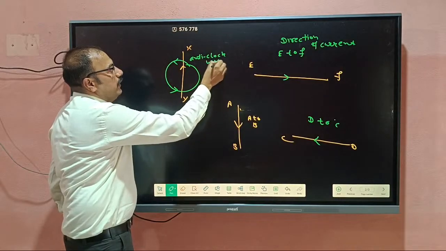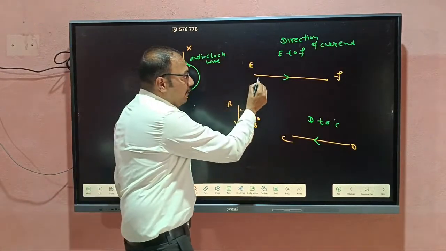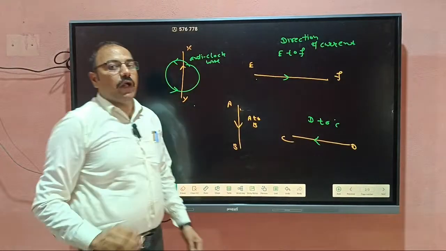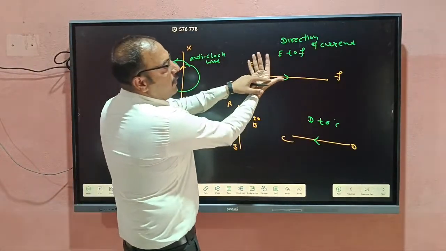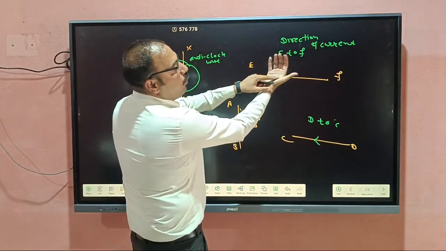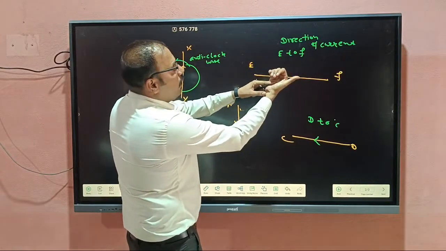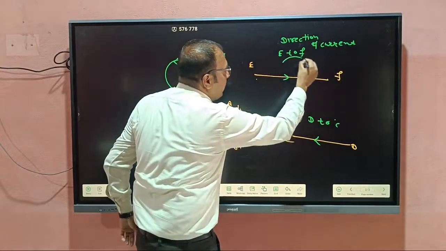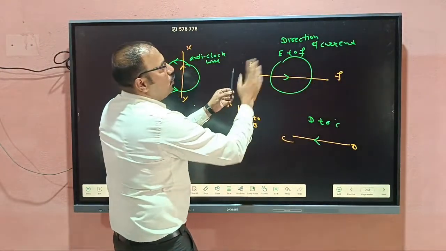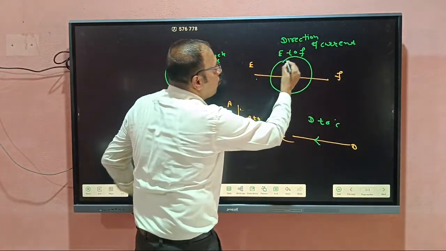Anti-clockwise. Here the direction of electric current is from E to F. So place your thumb in the direction of electric current and wrap your fingers. So the fingers are moving in a downward direction. So what is the direction of the magnetic field here? Like this. So they are moving like this.